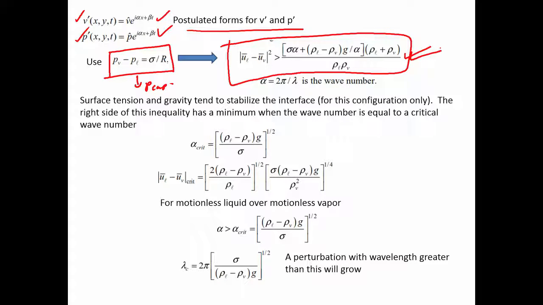Let us look at it term by term. There is a term involving sigma, which is the surface tension. There is a term involving the gravity.